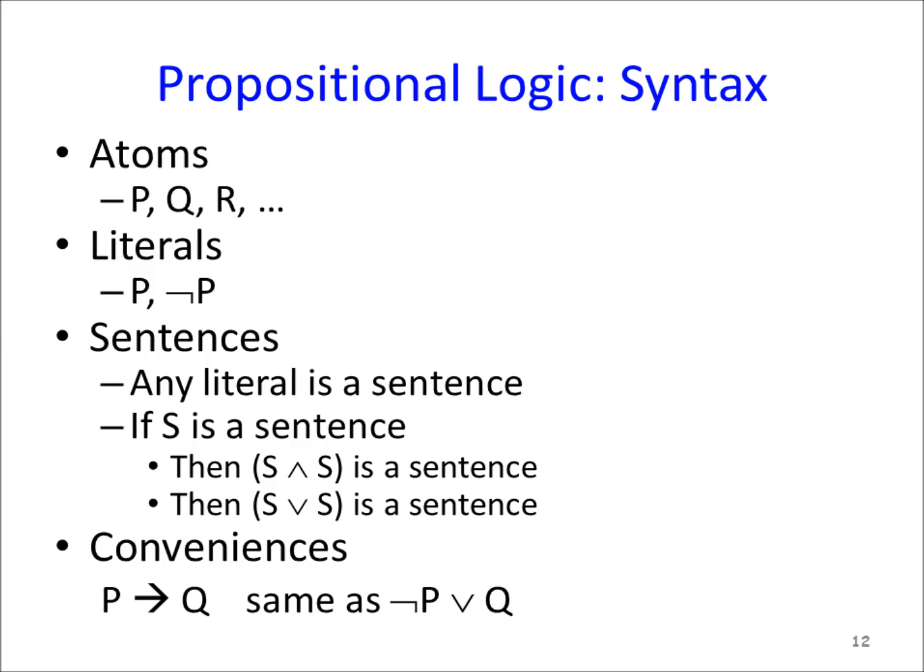So what does P imply Q tell me? That if P is true, then Q is true. So then it is equivalent to saying that either P is false or Q is true. Right? Because it can't happen that P is true and Q is false. So either P is false or Q is true.